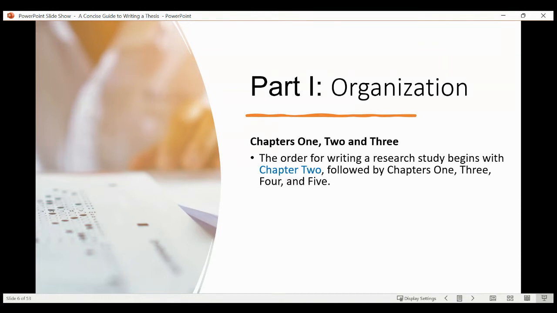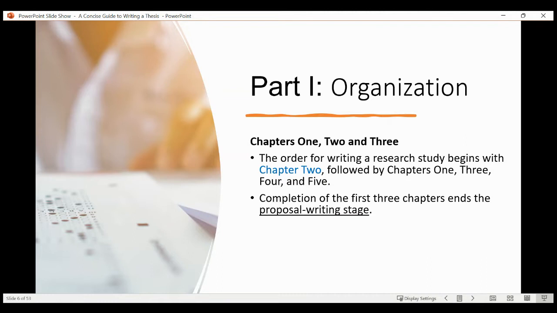So then lastly, you write chapter 3, which is the methodology. This is the proposal. After you finish writing these 3 sections or chapters, it's time for chapters 4 and 5, which are findings and discussion.